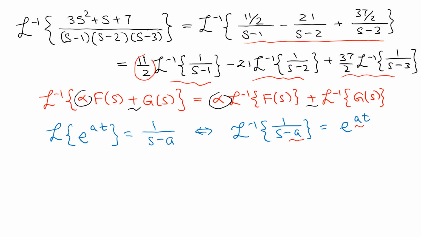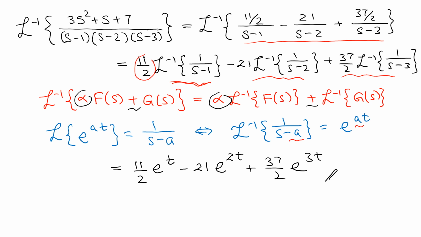Because of that, now we can invert them. The first one is simply going to be 11 over 2, and here we have 1 over s minus 1. In this case, 1 is the a, so it is going to be e to the 1t, that means e to the t. The next one is going to be negative 21 e to the 2t, since a is 2. And the third one is going to be 37 over 2 times e to the 3t. So that is the inverse Laplace transform of that.